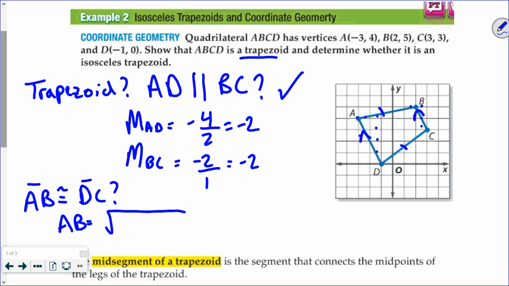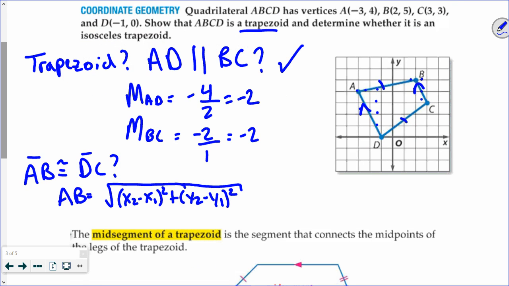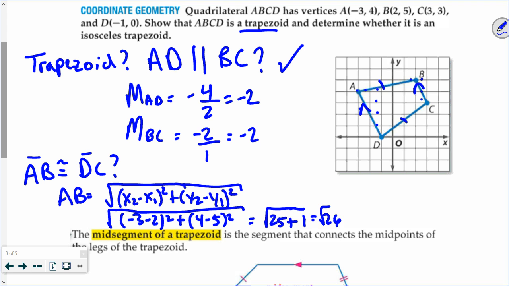As a reminder, the distance formula, we take the square root of x2 minus x1, square that, plus y2 minus y1, square that, sum of those, okay? So, what's the length of AB? AB is -3 minus 2 squared plus y2 4 minus 5 squared. Alright, so to simplify this, -3 minus 2 is -5, -5 squared would be 25, plus 4 minus 5, -1, -1 squared is 1. So AB is the square root of 26.